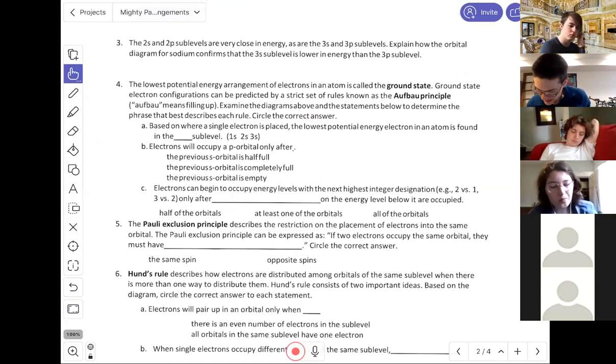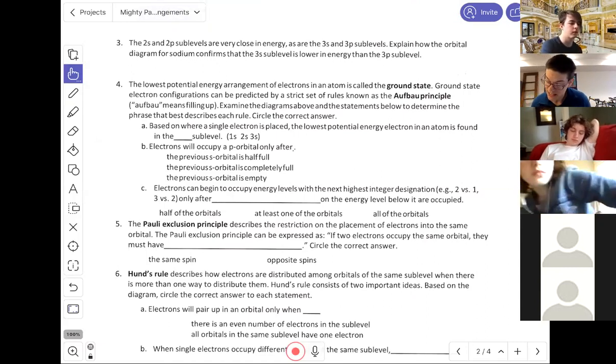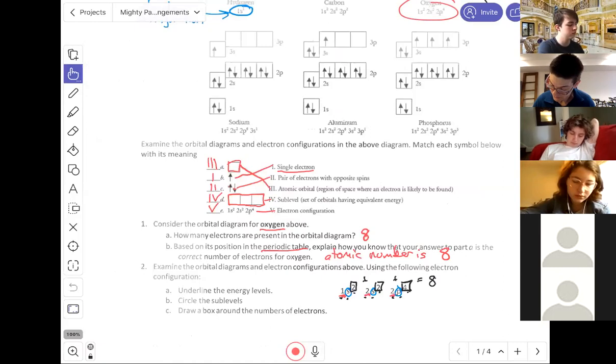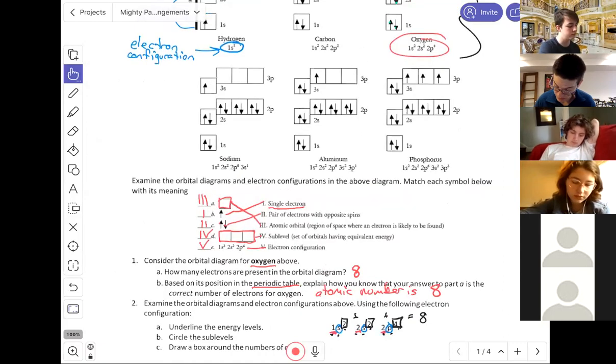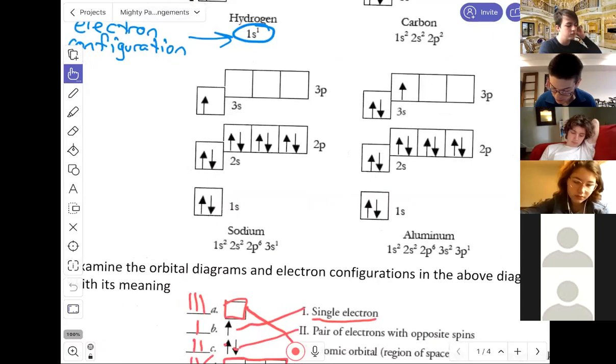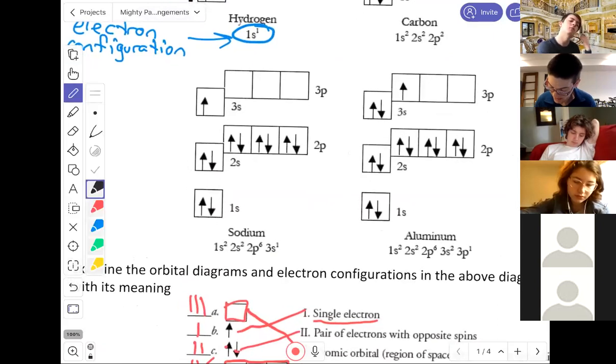Okay, so it says the 2s and 2p sublevels are very close in energy, as are the 3s and the 3p. How does the orbital diagram for sodium confirm that 3s is lower in energy than 3p? So it said for sodium. So if I look at this, how do I know that this is lower in energy than this?